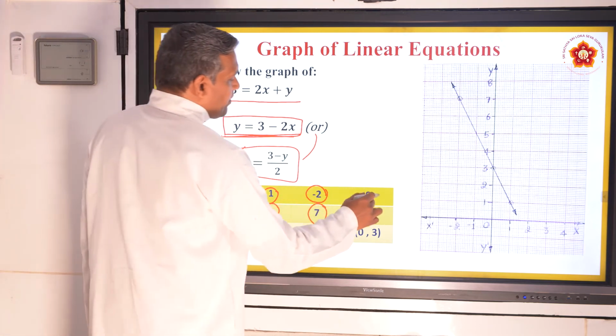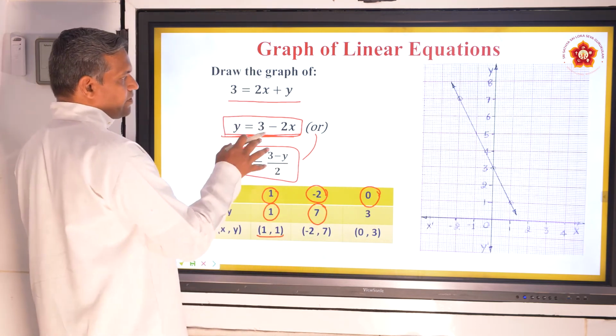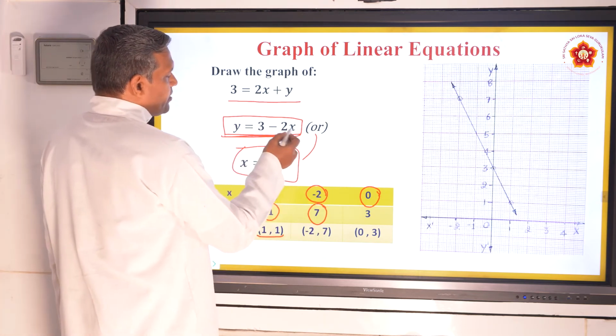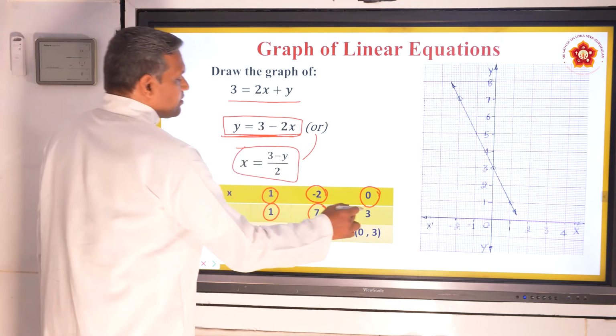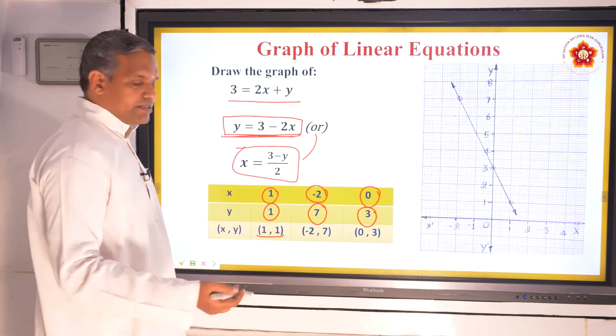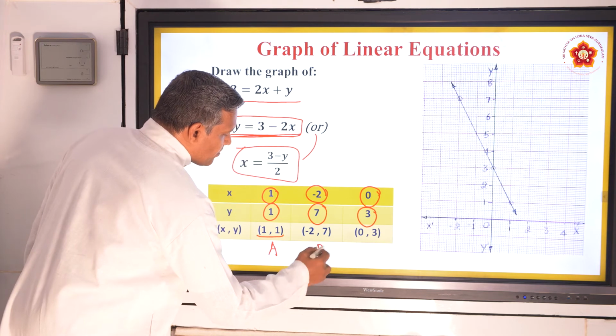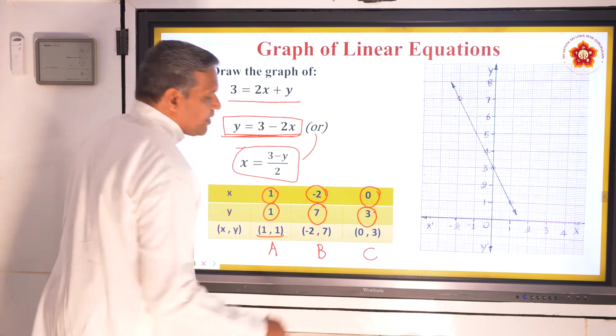Now I intentionally wanted to take a 0. See, when I take 0, all the answer will become 0, or what? It will not become 0 in this case. So when I take 0 into minus 2, it is 0. So 3 remains. Finished, I got all the 3 points. Point A, 1 comma 1. Point B, minus 2 comma 7. And point C, 0 comma 3.